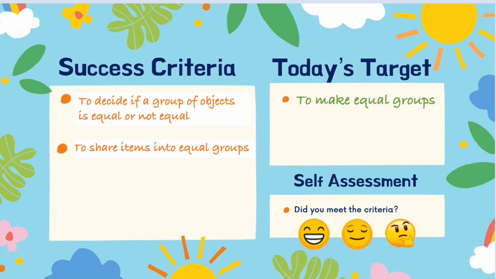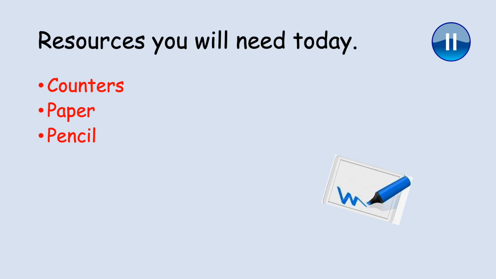So today, to be successful in our numeracy lesson, you're going to be able to decide if a group of objects is equal or not equal. You're also going to be able to share groups of objects into equal groups. Today's target is to make equal groups. The resources you will need: your counters, which you've all had dropped at home, paper and pencil.